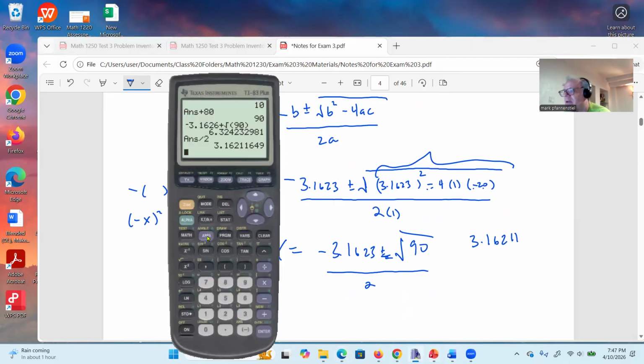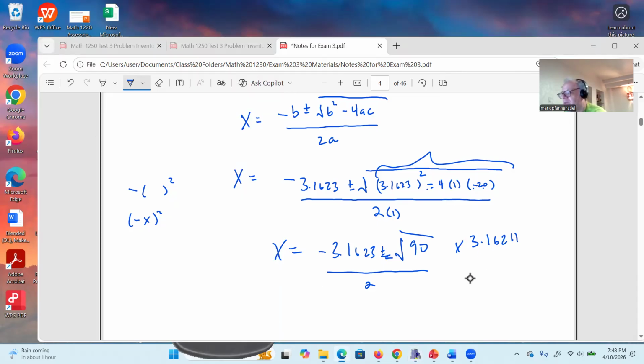Let's see what happens with the other part. Let's double check to make sure that we typed this thing in correctly. So I have negative 3.1623 minus the square root of 90, and then we'll say equals divided by 2. So I got x could be either positive 3.16 or x could be a negative, and we ended up with a negative 6.32.